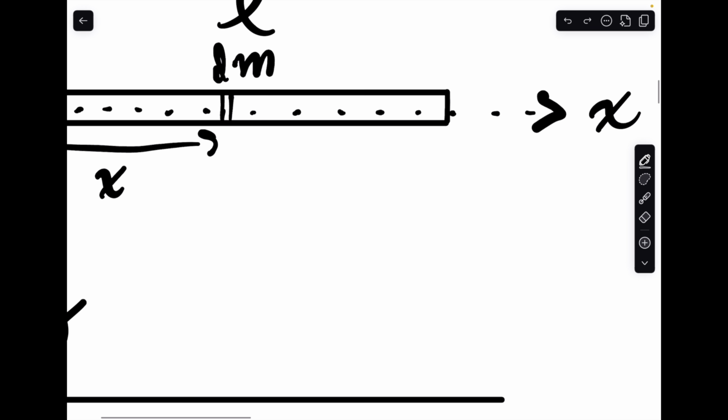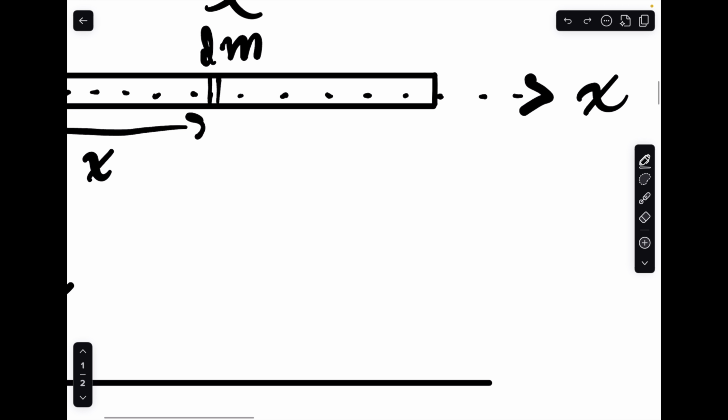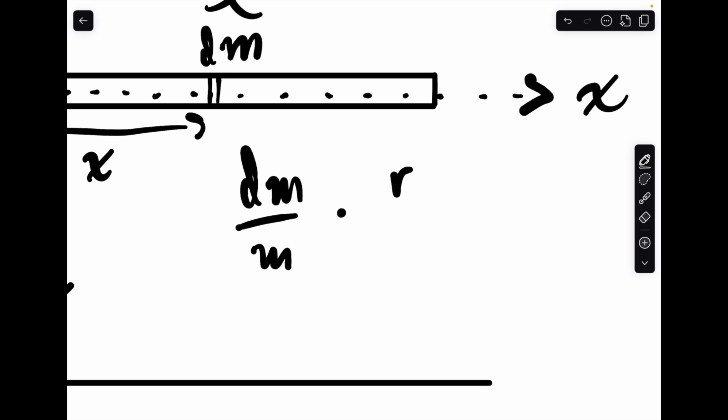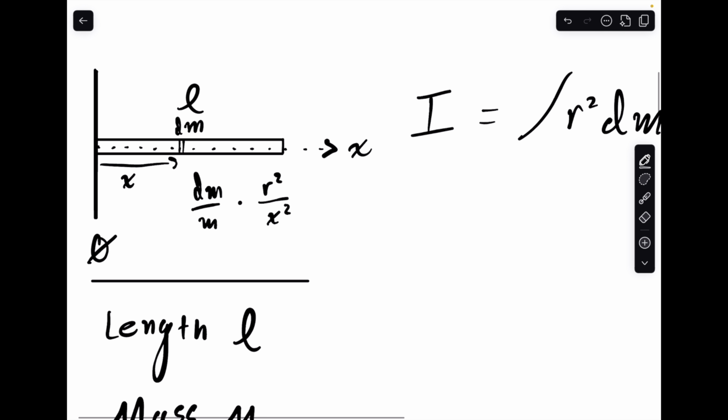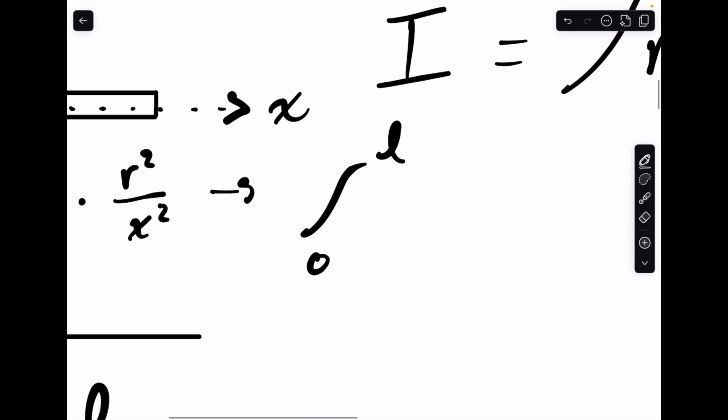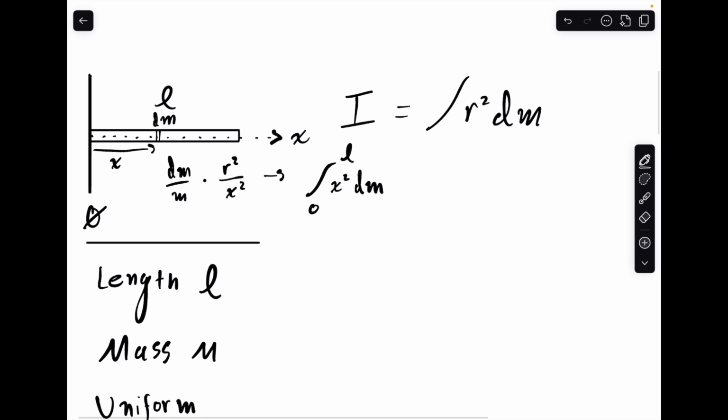So it has a linear mass density lambda. We're going to treat it as if it was just a line of mass. So for that little dm, if I wanted the rotational inertia at that point, well, I know the rotational inertia of a point mass is the mass times the radius squared, which in this situation would be x. So now if I wanted to take all those little dm's summed from 0 to the length, it would be x squared dm.